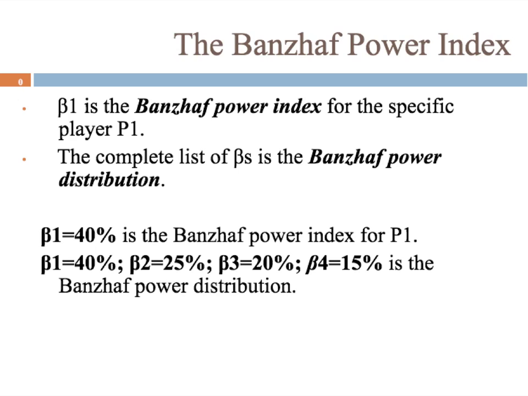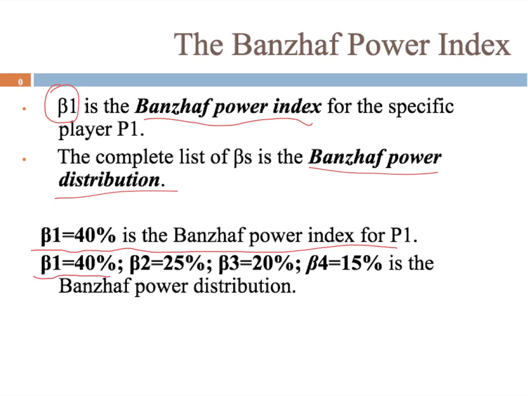And in the end, when you're describing a power index for a certain player, we're going to refer to that as beta 1. Okay, so there's a difference between that and B1. And the complete list of the betas is called the Banzaf power distribution. Okay, so the power index is for one player, and the power distribution is for all. So for example, if we do a problem and we get player 1 has 40% of the power, that's the index for player 1. And then notice that that's included here, but everyone else's power index is included, and that is the entire distribution for the problem.